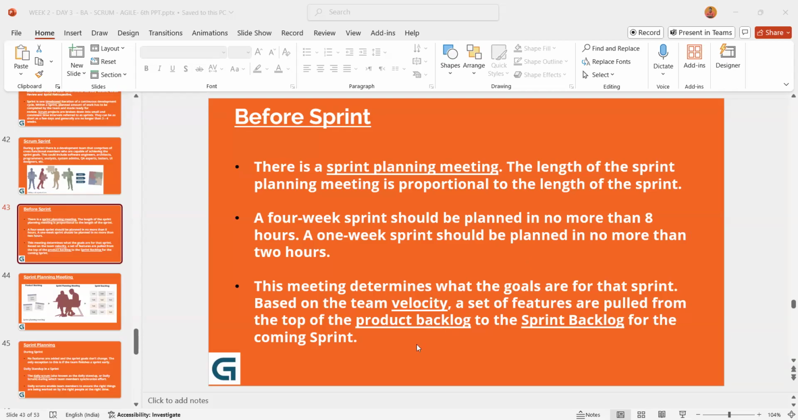We also spoke about capacity yesterday, and capacity units are generally measured in what, everyone? Hours. You are right. Now, this meeting determines what the goals are for that sprint. Based on the team velocity, a set of features are pulled from the top of the product backlog to the sprint backlog for the coming sprint. So remember yesterday, I also spoke about one more important thing, and that is? Velocity.